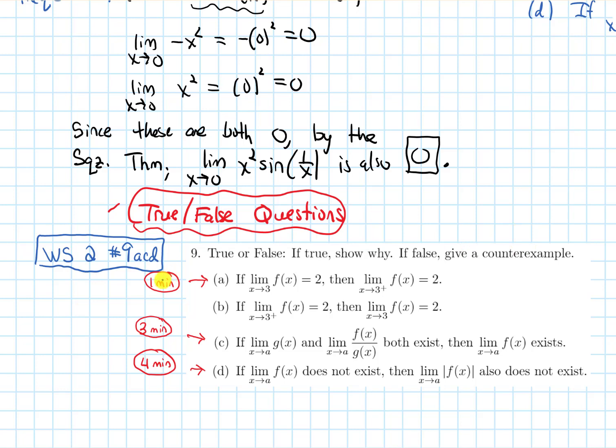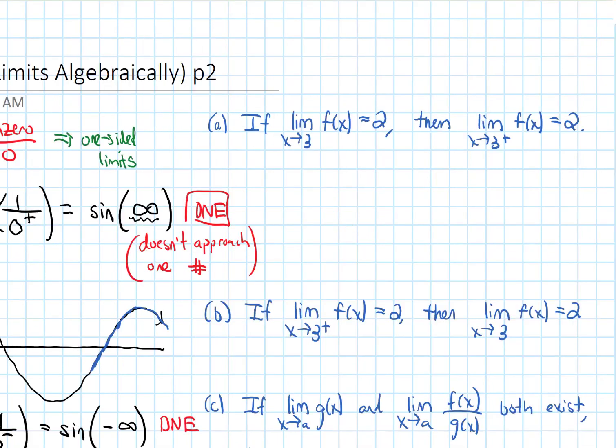And I want to begin by having you try part A, which says if the limit as x approaches 3 of f of x is 2, then the limit as x approaches 3 from the right of f of x is 2. So pause the video and try this one for a minute. Alright, so hopefully you've paused it and tried this one for about a minute.